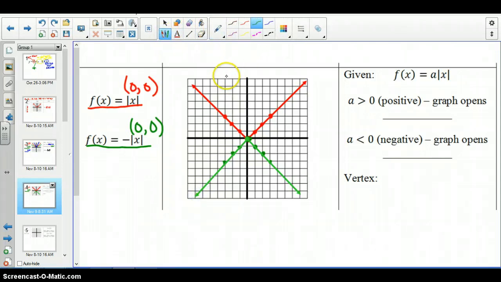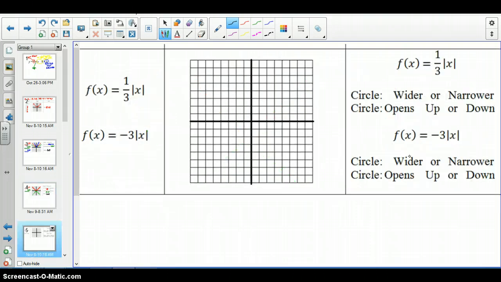Now, when the number out in front is positive, the graph opens up. When the number out in front is negative, the graph opens down. And our vertex for both of these was 0, 0. So now if we put them together, let's put some more of these together.